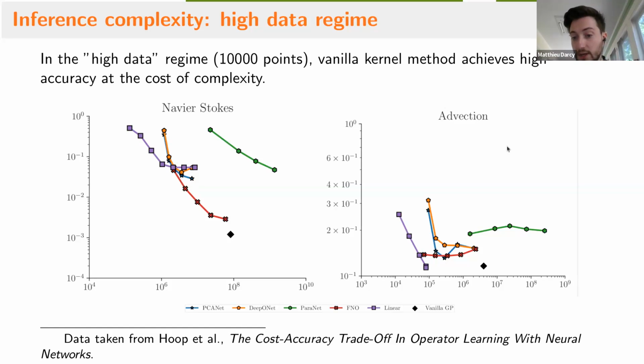There's a similar story for the advection problem. Here, the best method you can use is a linear model, because the operator you're trying to learn is linear. So in this case, the linear model has the best cost-accuracy curve among all considered methods. And again, our method with a Matérn kernel is typically in a high cost area, but it seems to beat a lot of the neural networks for a given level of cost. It has higher accuracy.